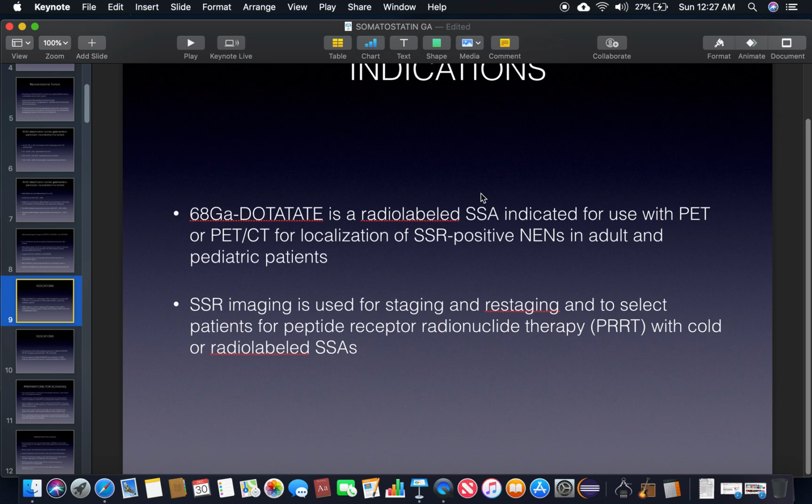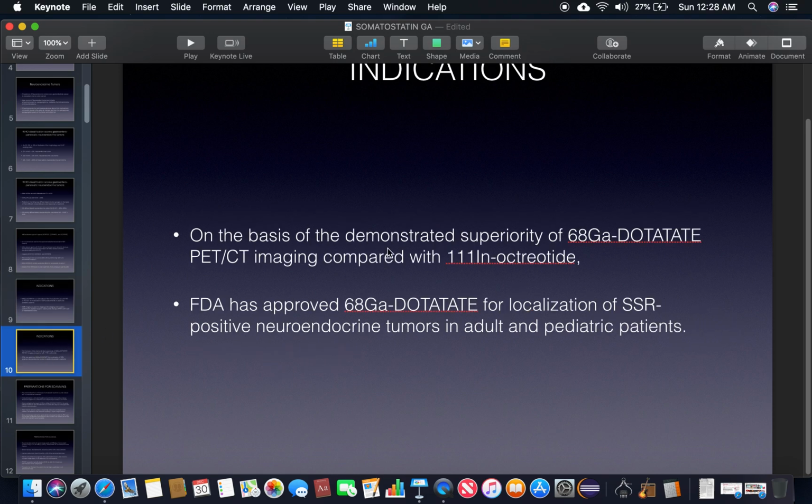Now, 68 gallium DOTATATE is a radiolabeled somatostatin receptor imaging agent which is used for PET or PET CT for localization of somatostatin receptor positive neuroendocrine tumors in adults and pediatric patients. It is not only used for staging and restaging, but also for selecting patients for peptide receptor radionuclide therapy, PRRT, with either cold, which is non-radioactive, or radioactive labeled somatostatin. I mentioned that the gallium agents are better than the indium labeled agents, and FDA has approved 68 gallium DOTATATE for localization of somatostatin receptor positive neuroendocrine tumors in both children and adults.